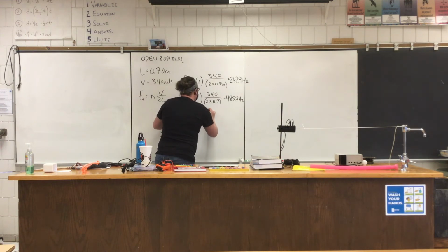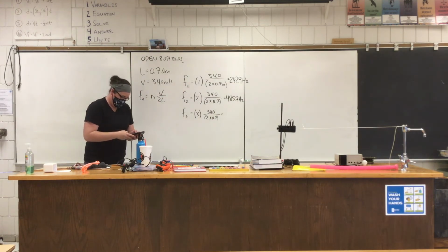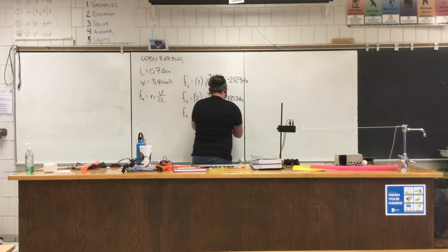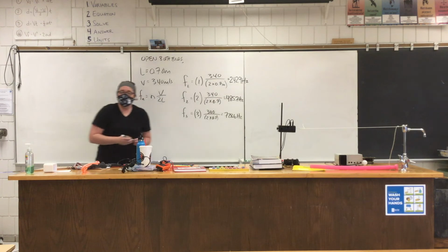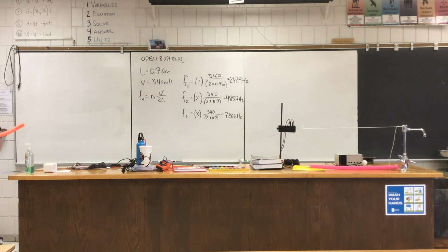So times 3, again, same thing, 340 over 2 times 0.7. So if I take that, 340 divided by 1.4 times 3, 728.57, so 728.6 hertz. So these are the different frequencies that you'll hear, again, based on this specific tube.